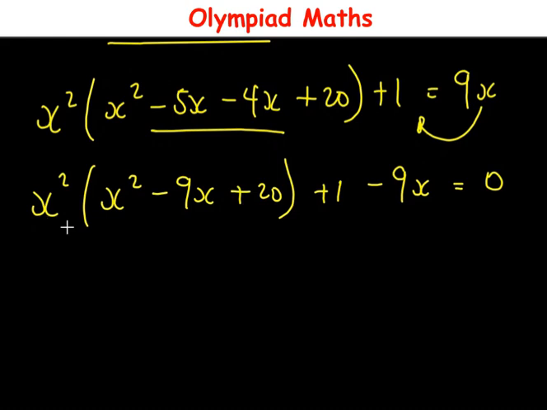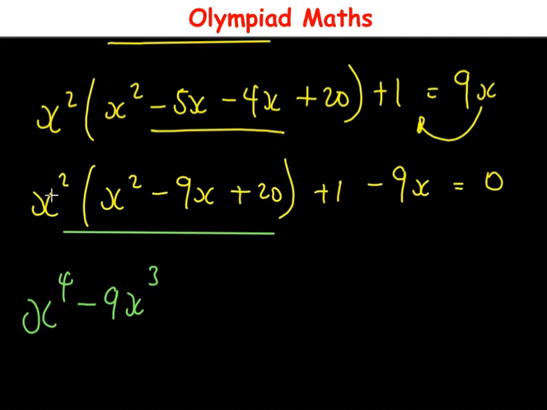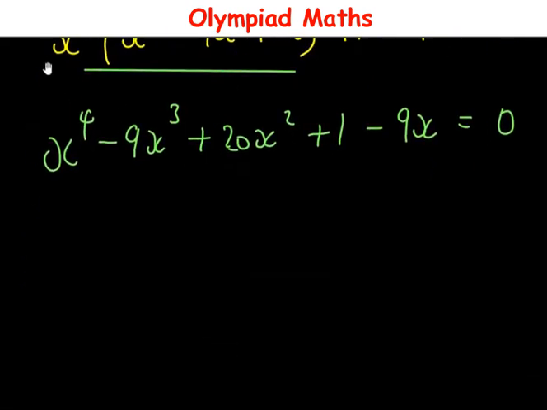From here, x squared will multiply this bracket, so we have x squared times x squared, x raised to power 4, x squared times -9x, -9x raised to power 3, x squared times 20, plus 20x squared, then we have plus 1, then -9x, and this equals 0. So at this junction, the next thing we're going to do is divide this equation by x raised to power 2.